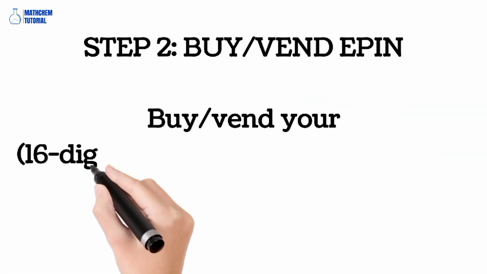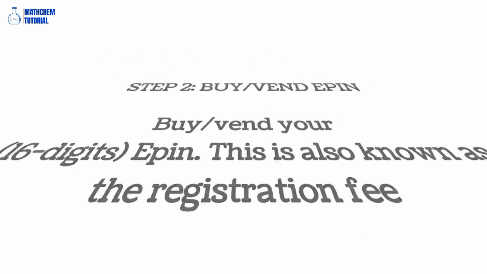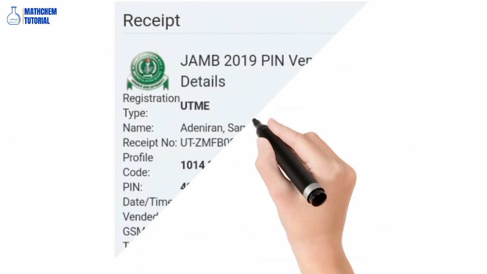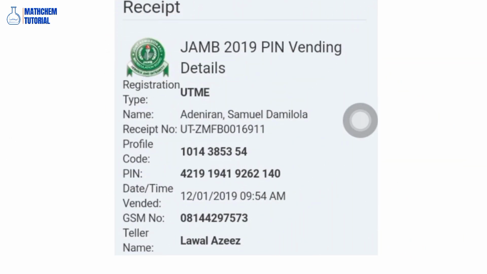Then the next step, which is step 2, you have to buy or vend an ePIN. We can also do this for you. It's just a 16-digit number. This is a sample of an ePIN, a 16-digit number. We'll do that for you.